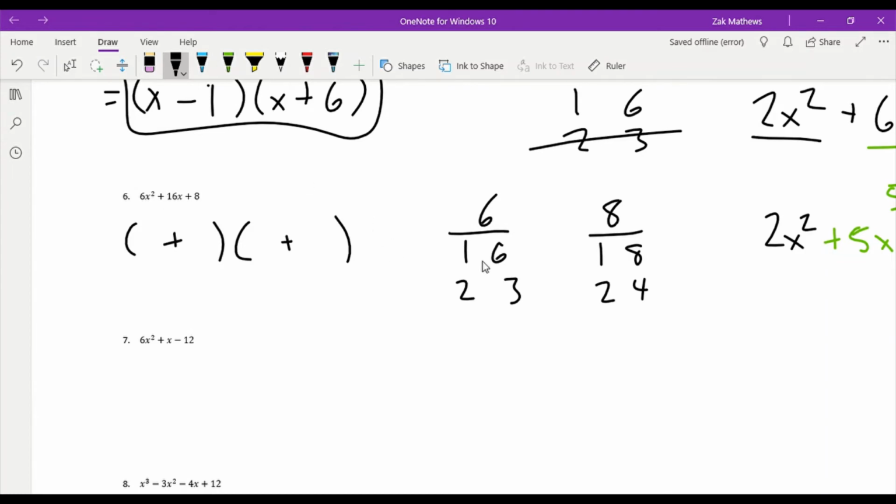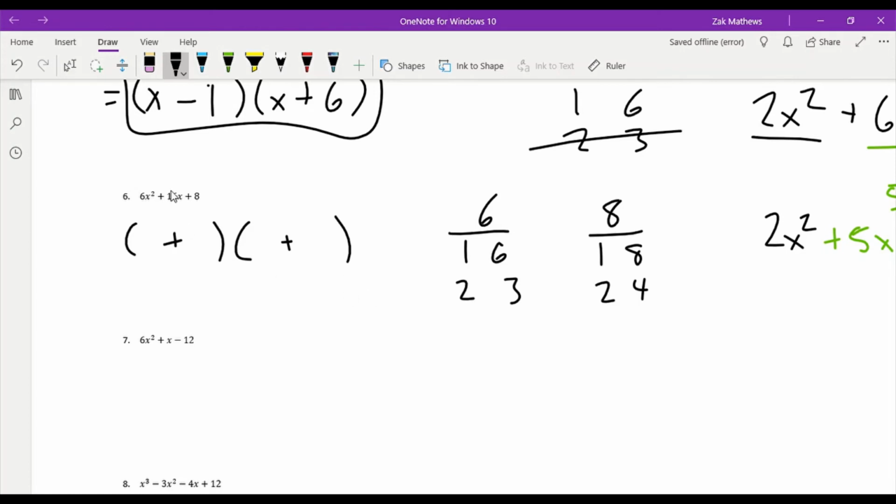But it still leaves me a lot of possibilities to try. The 1 and 6 could work with 1 and 8, or it could work with the 2 and the 4. The 2 and the 3 could work with the 1 and 8, or the 2 and 3 could work with the 2 and the 4. But I could also switch it. It could be a 1x and a 6x, and it could be an 8 and a 1. So I have a lot of different possibilities here to try.